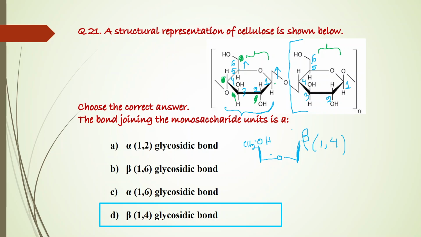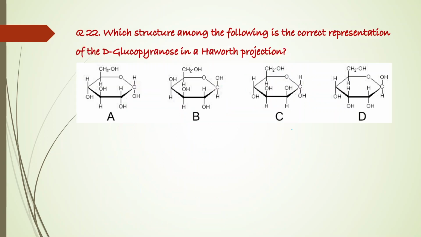So the correct option for this should have been option number D. Yes, absolutely correct. It is option number D. It is not alpha. First do the markings, see which carbon atoms are linked to each other, then focus on the first monosaccharide, see whether it is alpha or beta, and name the glycosidic bond accordingly.